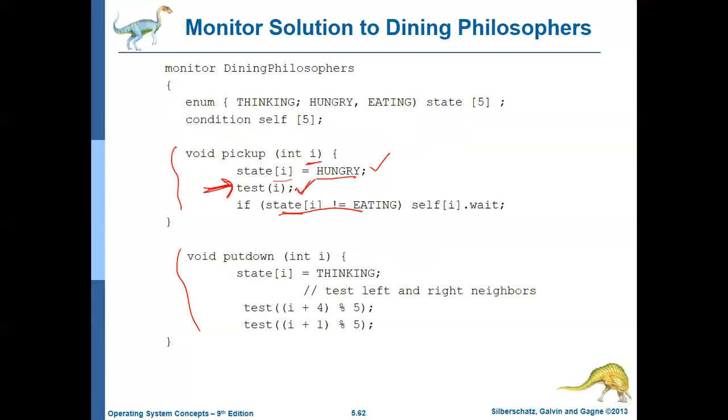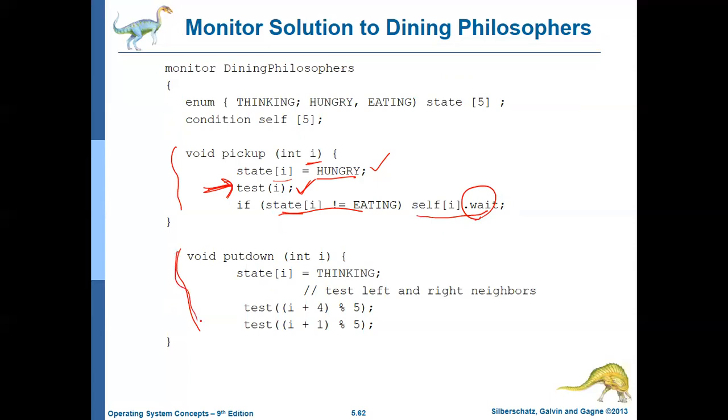So what happens here is the state of I is not eating, then he has to wait. What is the meaning of waiting? Self of I has to wait means he has to wait until somebody else who had occupied the chopstick puts it down. So the person who has taken the chopstick next to him has to put it down, then he will issue a signal. When he issues a signal, this person who is waiting can stop waiting and get the chopstick. So that is what happens in the pickup.